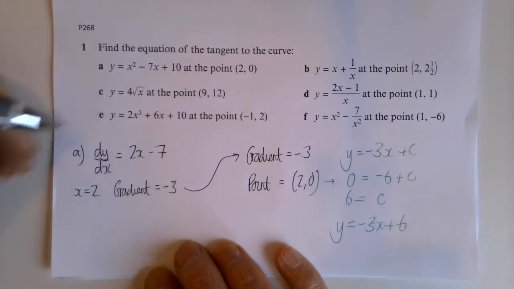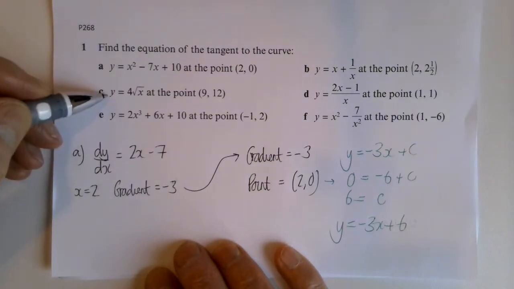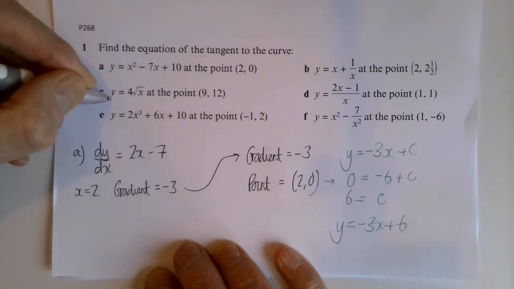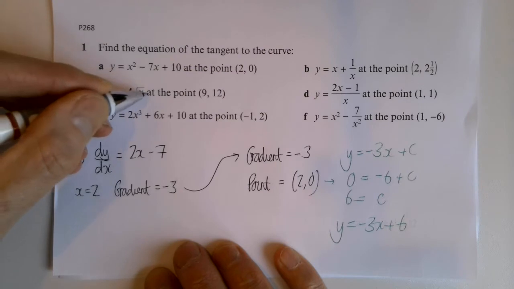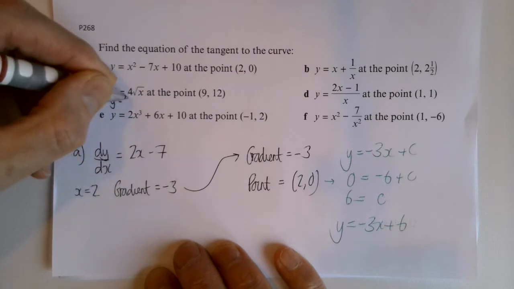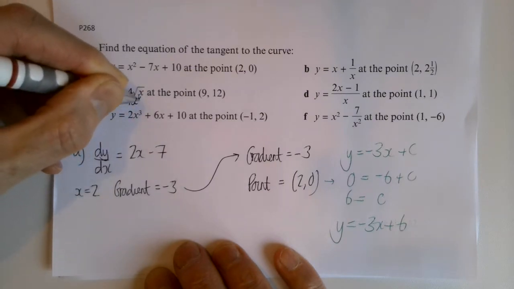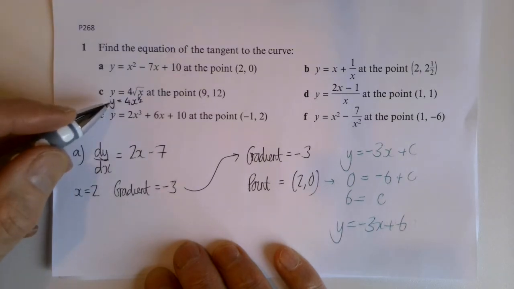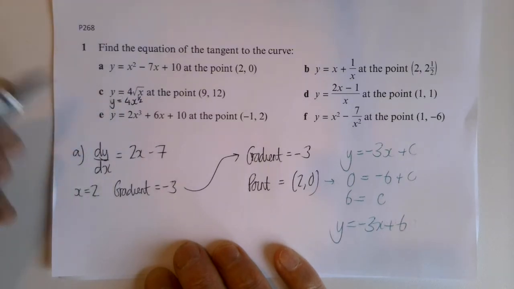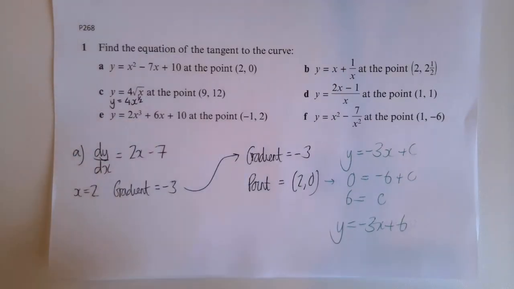Okay, C and E. C, you've got to remember that before we do this, we need to rewrite this in index form. So that's 4x to the half. Now I haven't differentiated yet, so you've still got to differentiate that. That's just writing it in index form. And then this one, you've got a negative value of x, but if you're using a calculator, no problem. So have a go at C and E, and then we'll come back.